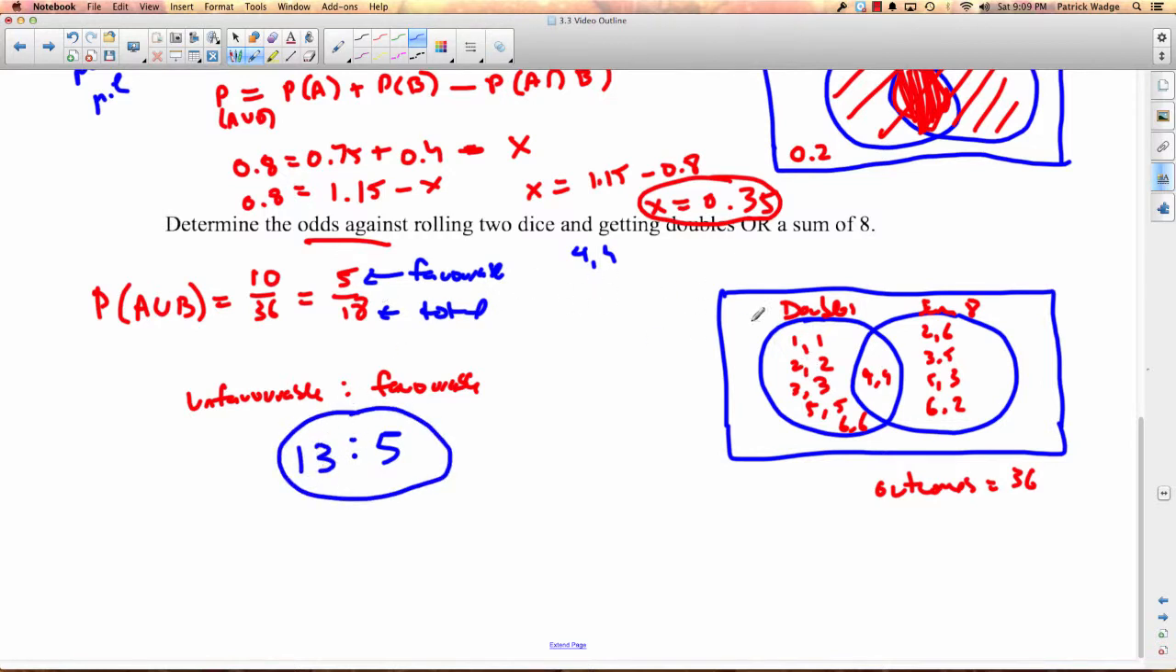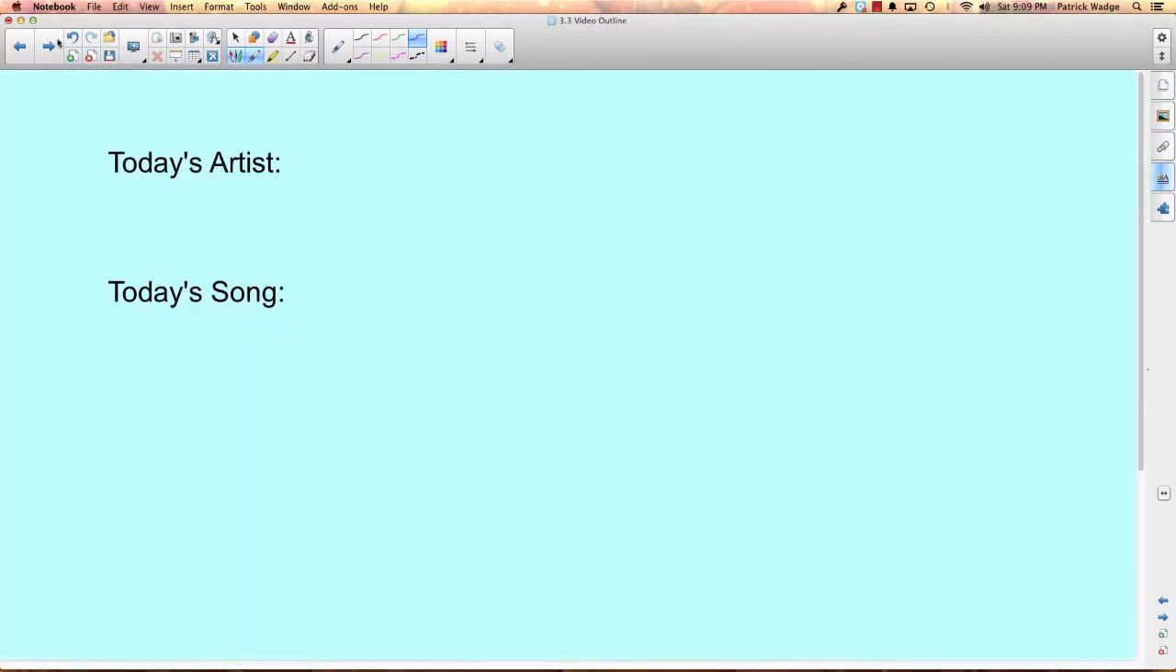So again, just counting made a lot of sense here. You could have done it by saying, well, the probability of getting doubles is 1, 2, 3, 4, 5, 6 out of 36. The probability of getting a sum of 8 is 1, 2, 3, 4, 5 out of 36. And the probability of having both is 1 out of 36. You add those and subtract that, you get 10 out of 36. But I mean, come on, if you've done the Venn diagram, it's not too hard just to count them up. I think it's a little bit easier.